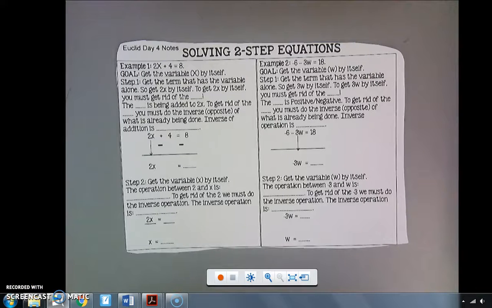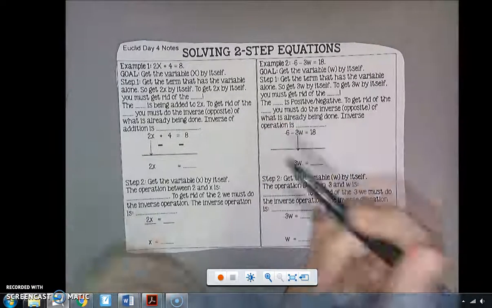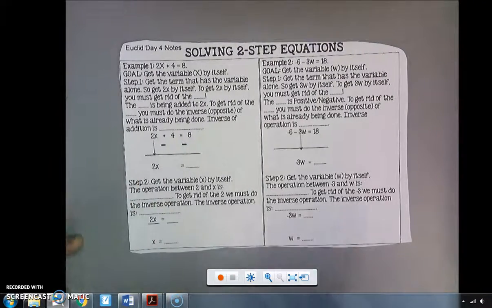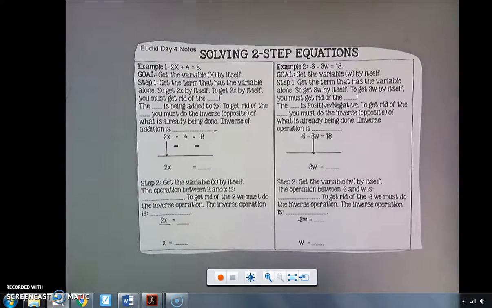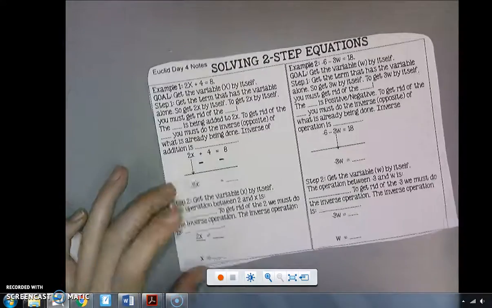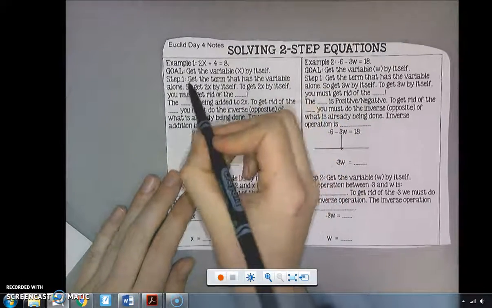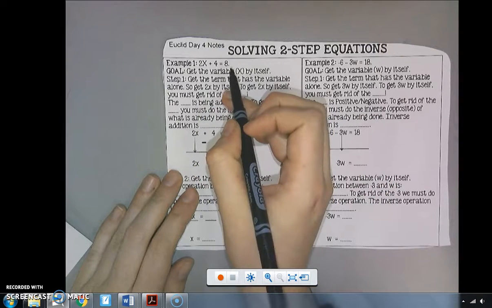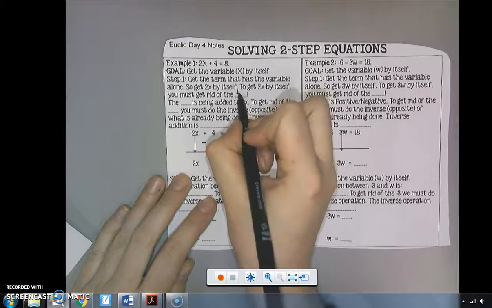Okay, so we're on to day 4 now, and we're really solving two-step equations using multiplication or division, but this one we're going to use division. So they're going to look a little different than they did yesterday. So still same goal, get x to be by itself. So we want to get 2x, so we have to really look at that 4. And that 4 right now, we have to get rid of the 4.